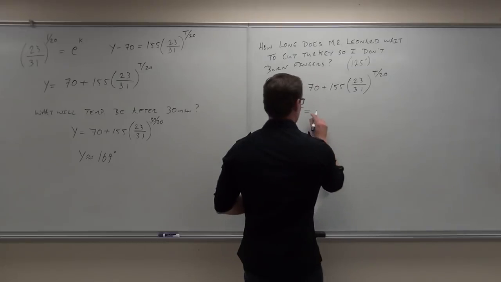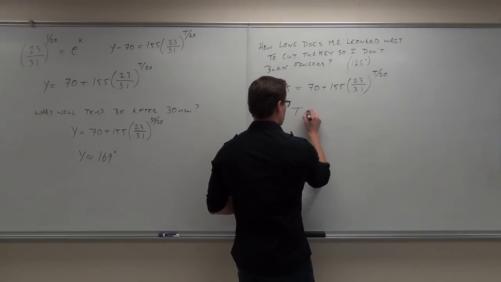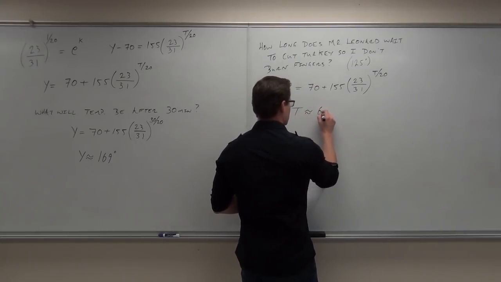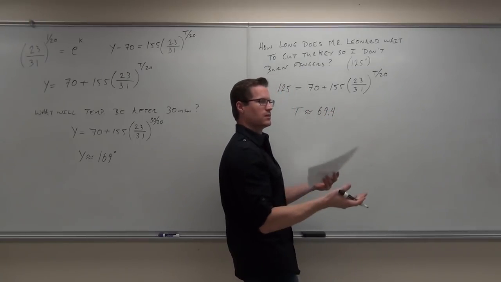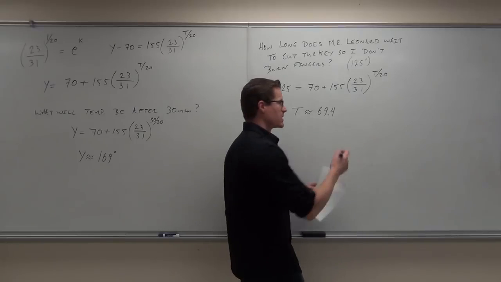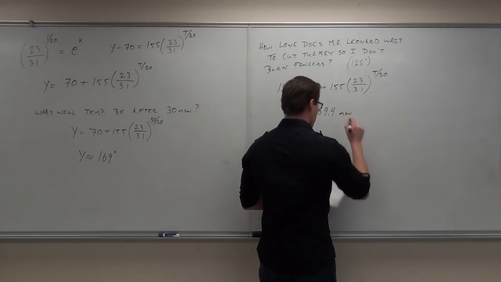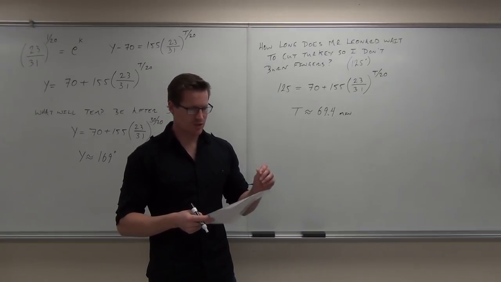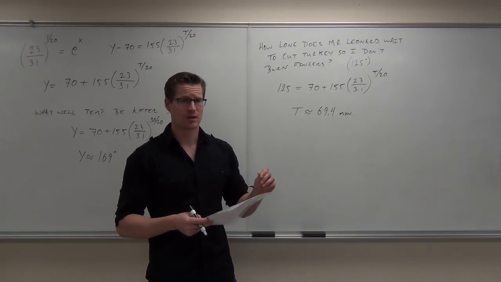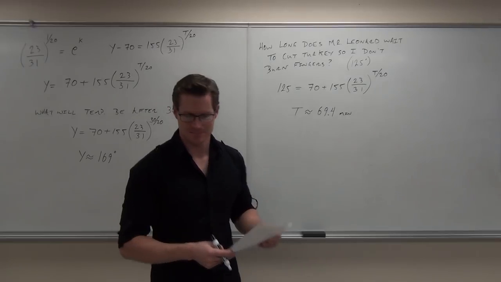And what you end up getting is a time of about 69.4. It's minutes, because we defined our time to be in minutes. So in just over an hour, I'm going to be able to cut this turkey and serve my guests some really dry meat.